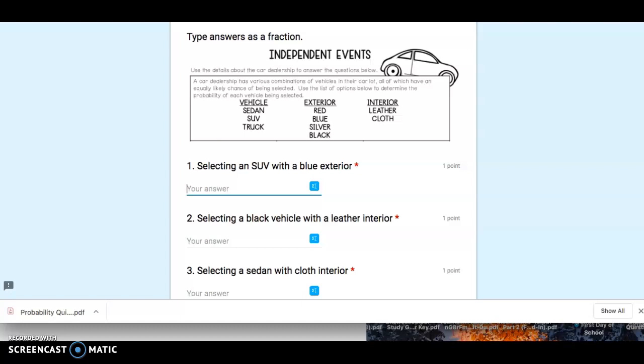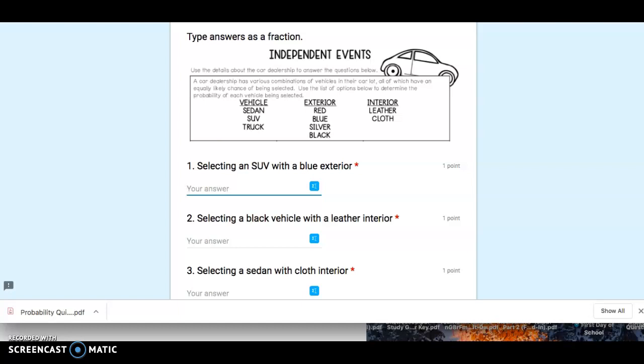This is Mr. Stubbs. I know I got quite a few emails last night about this homework, and I think you're going to find out it's not as difficult or as confusing as what you thought. So let me explain two of these to you so we can all get on the same page.